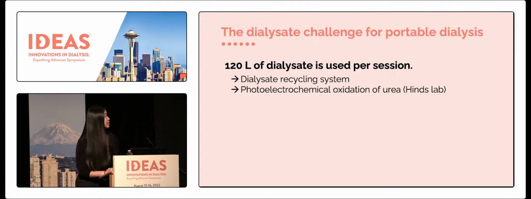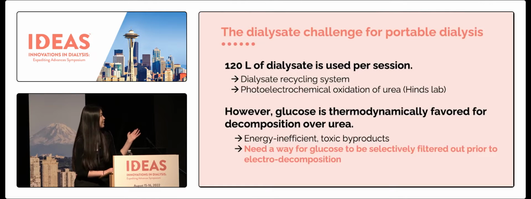So as Dr. Hines introduced, the main challenge with portable dialysis is that so much dialysate is needed. 120 liters of dialysate is needed just per one session, which makes it extremely difficult to miniaturize into a portable dialysis system. So the solution is a dialysate recycling system, and we just saw the photoelectrochemical oxidation of urea.